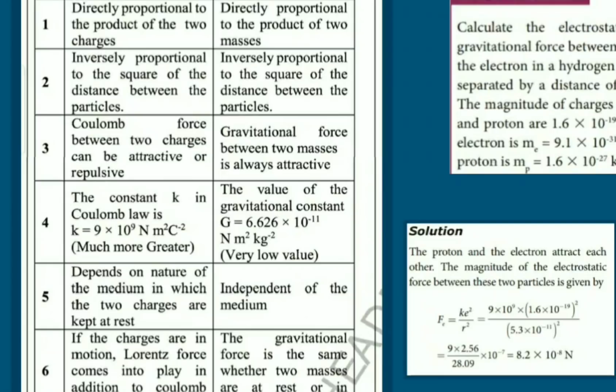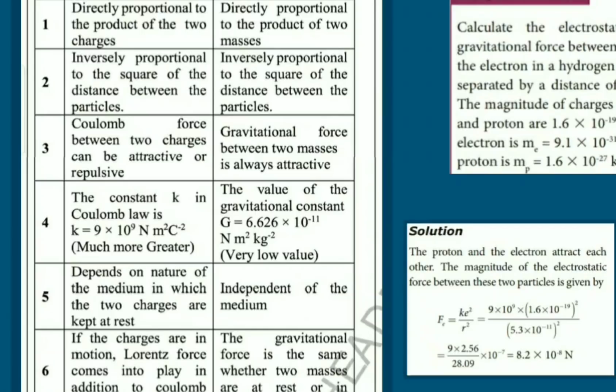The first point explains that the force is directly proportional to the product of two charges, because it is Q1 into Q2, but here it is the product of two masses because it is proportional to m1 into m2. And second point, both of them are inversely proportional to the square of the distance between the particles, but here it will be charged particles in the case of electrostatic force. What about the third point? The third point explains Coulomb force between two charges can be attractive or repulsive, we know that. But what about in the case of gravitational force? Yeah, it is always attractive, right?